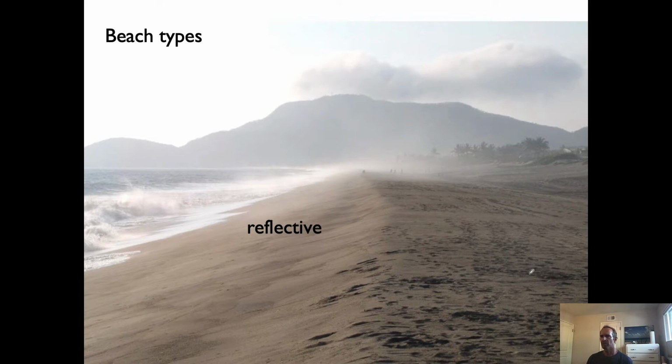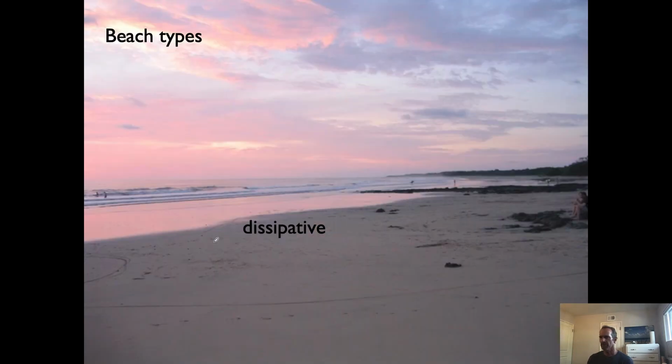So this is a picture of a reflective beach, and the main characteristic of a reflective beach is a relatively steep beach face. So this area from the water line to where the beach goes from a slope back to a flat is what we call the beach face. And then you have what's called the back shore, which is the flatter area back here. So a reflective beach is pretty steep. A dissipative beach is less steep.